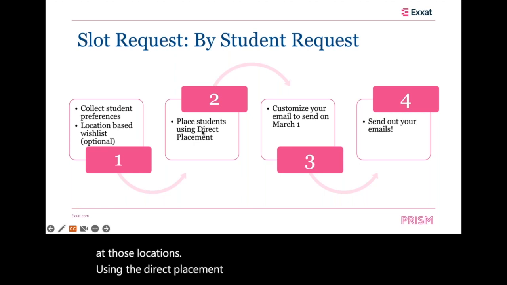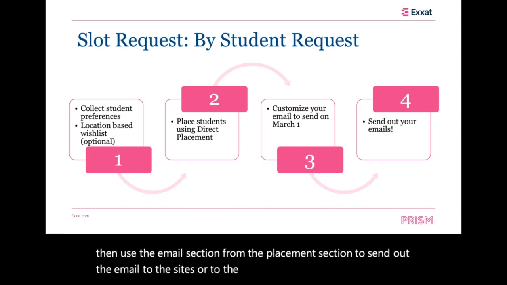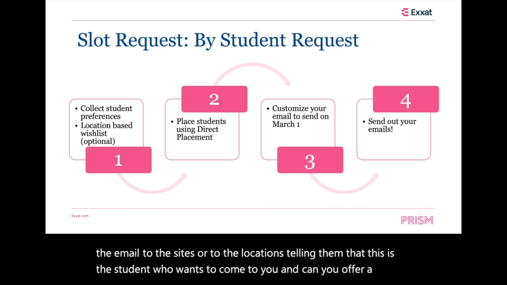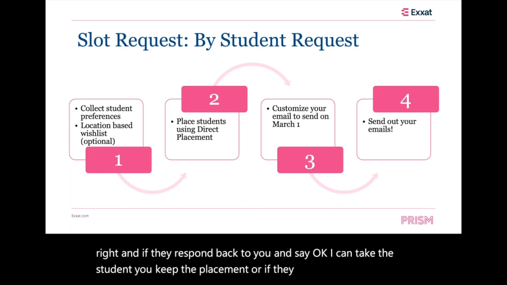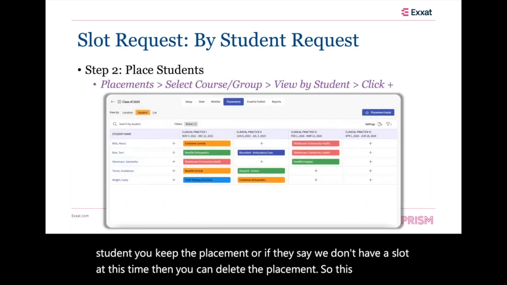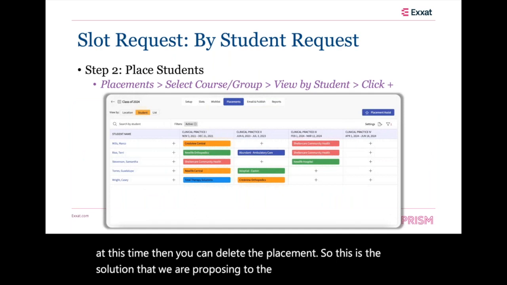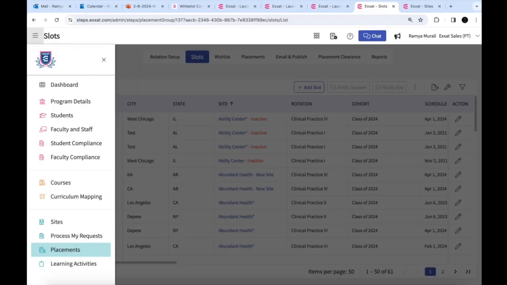Once you have done that, use the email section from the placement section to send out the email to the sites or locations telling them that this is the student who wants to come to you and asking if they can offer a slot. If they respond back and say, okay, I can take this student, you keep the placement. Or if they say, we don't have a slot at this time, then you can delete the placement. So this is the solution that we are proposing to the programs. I just wanted to show this to you on the live screen.